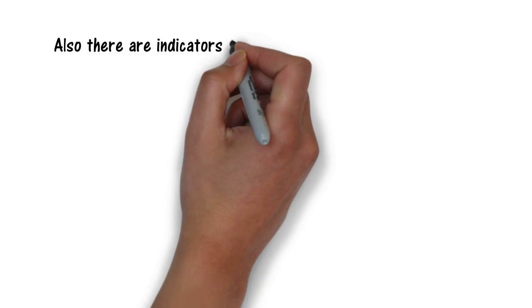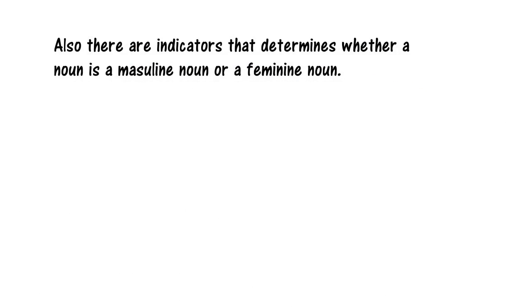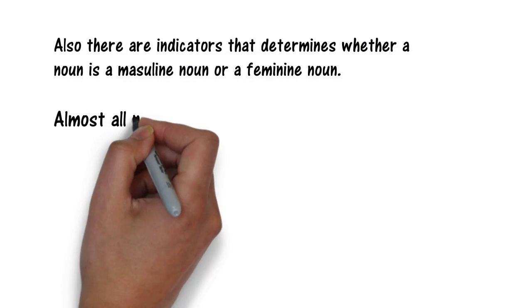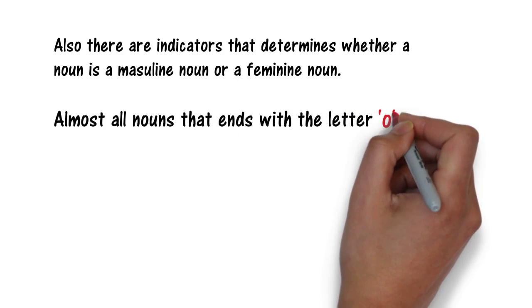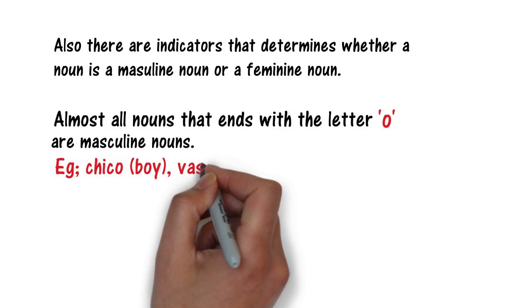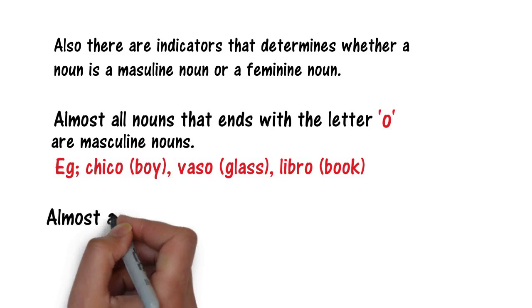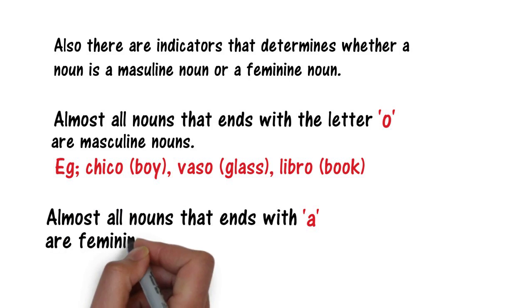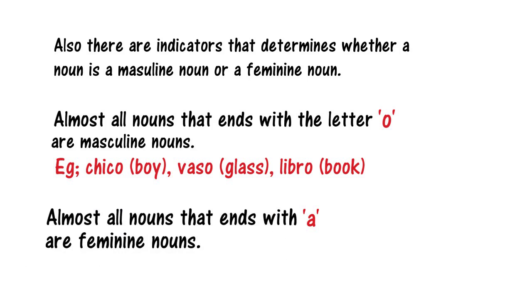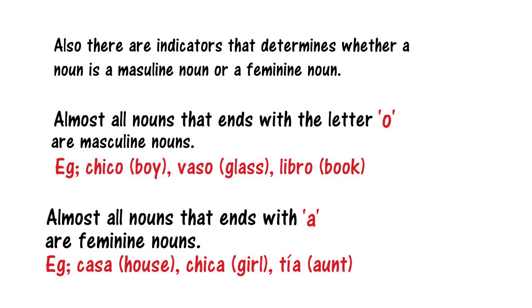Also, there are indicators that determine whether a noun is masculine or feminine. Almost all nouns that end with the letter O are masculine nouns. For example, chico, vaso, libro. And almost all nouns that end with A are feminine nouns. For example, casa, chica, tía. Remember, I said almost, meaning there are exceptions to these rules.